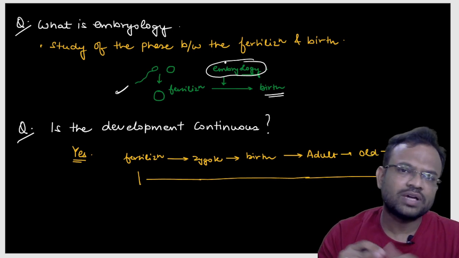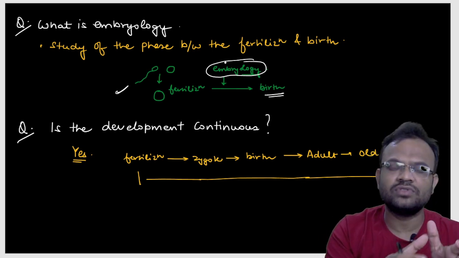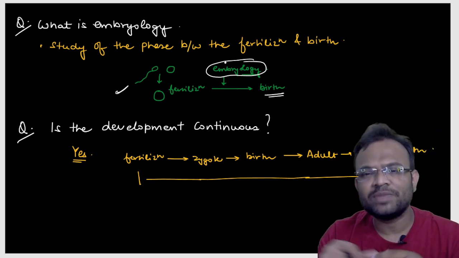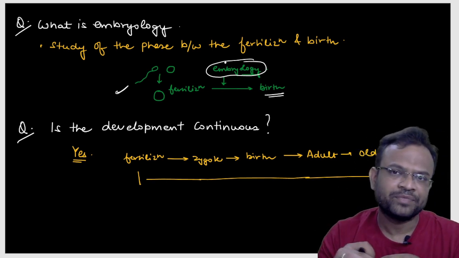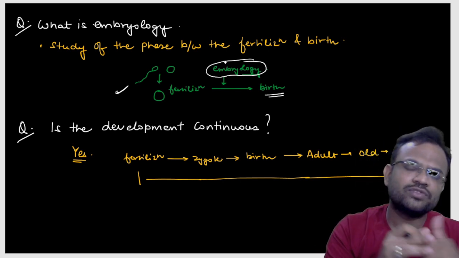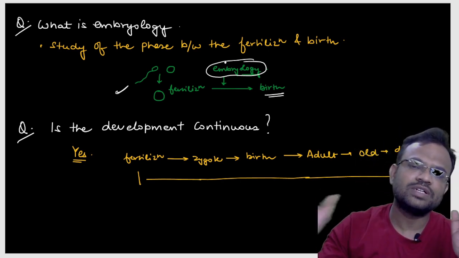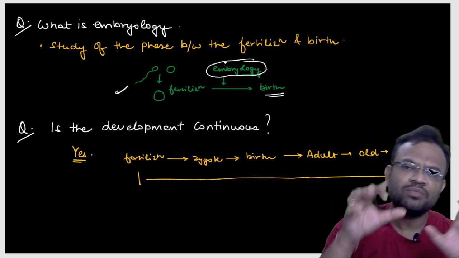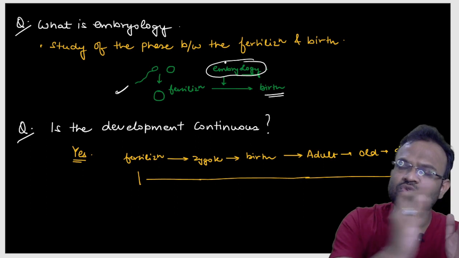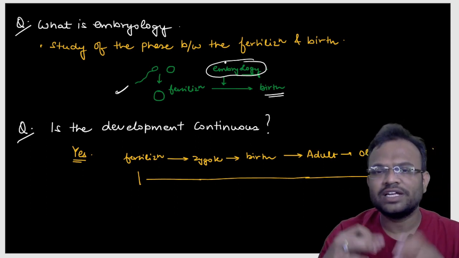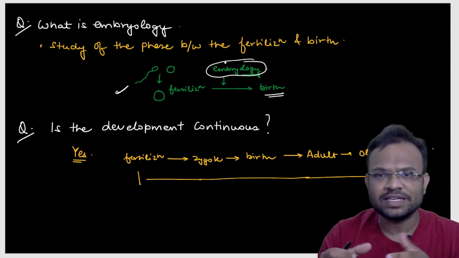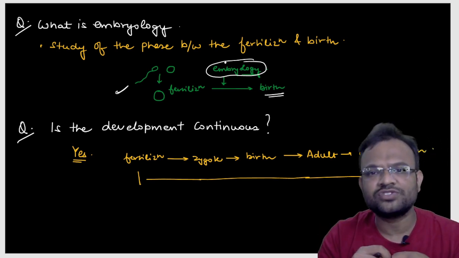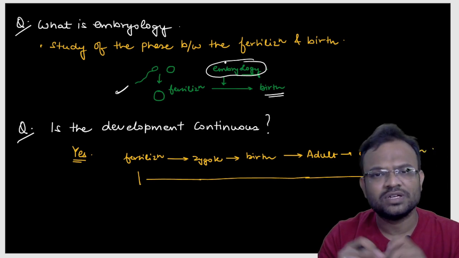Now let us talk about another question. I am trying to explain all of this material to you with the help of questions. So is the development continuous? What do you think? Of course, in most cases the development is continuous until an individual dies, right? From the period of fertilization to the death of the individual, the development is continuous. Why am I saying that? You might think that after a particular age the growth of an individual stops. No, it's not like that.